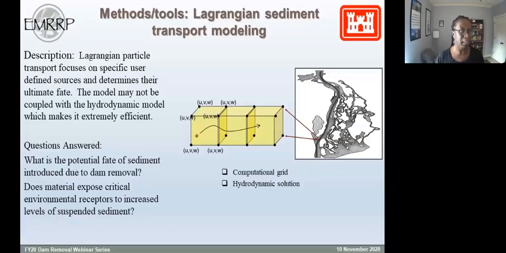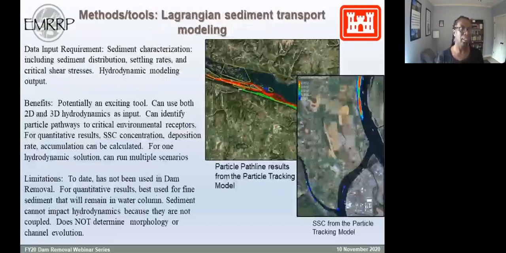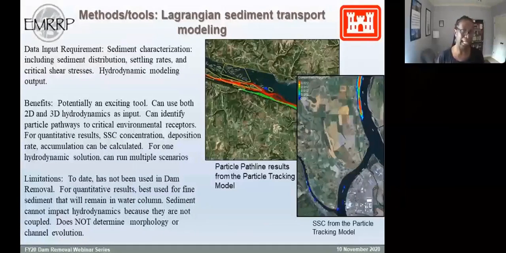The benefit, I should say first, the input requirements are extensive sediment characterization, including the grain size distribution, settling rate, and critical shear stresses. The hydrodynamics and the sediment transport are uncoupled. So you can utilize hydrodynamics that you might already have, or that have been developed for other purposes, for a Lagrangian particle tracking model. Most systems have had some type of 2D or 3D hydrodynamic modeling done.